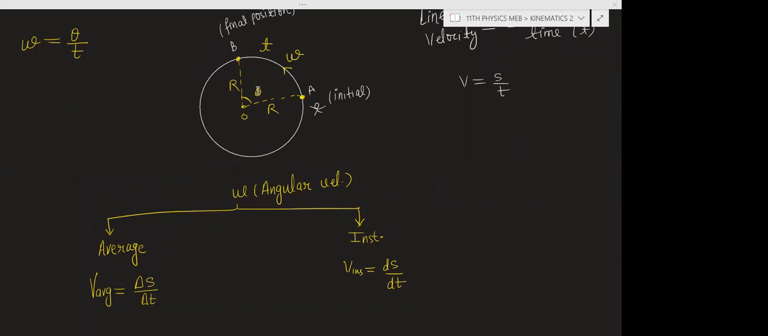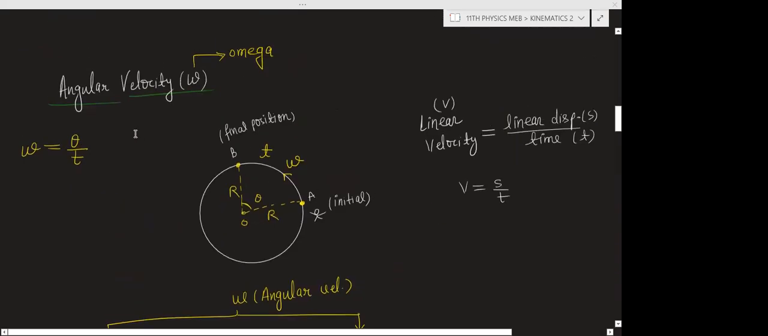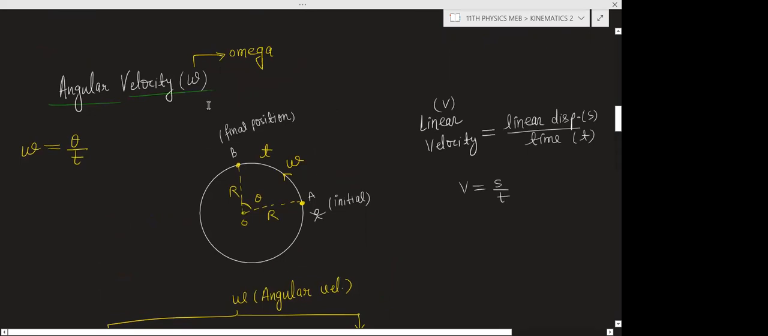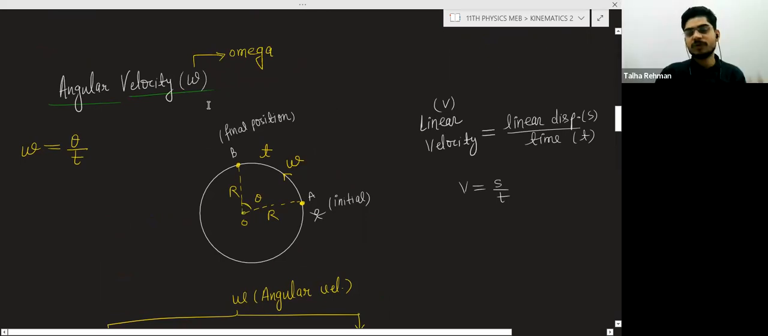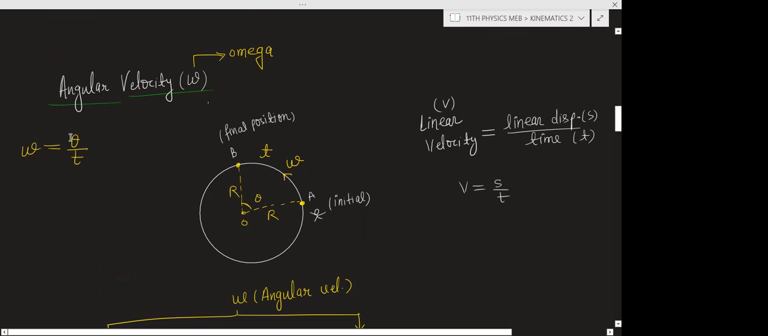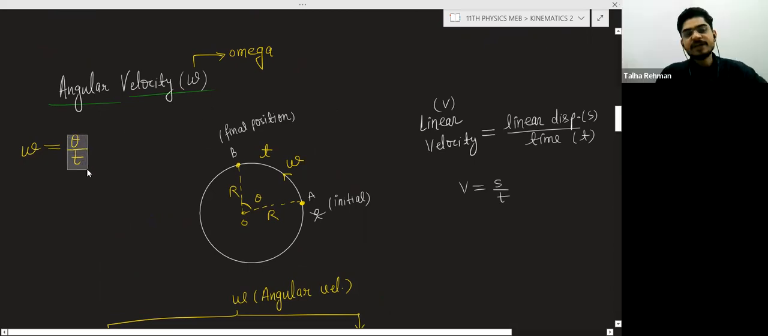So what does omega represent? Omega is representing the angular velocity. But angular velocity is the angular displacement by time. Yeah, angular velocity is the angular displacement divided by time. So theta by t is omega. Yeah, theta by t. This is a general term I have written.